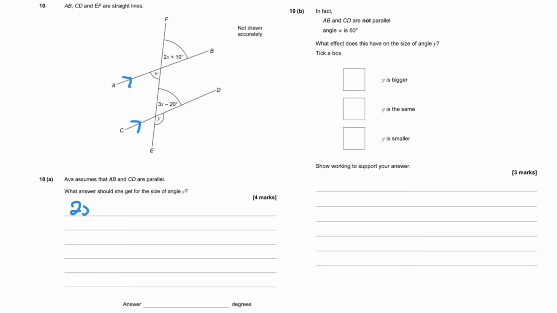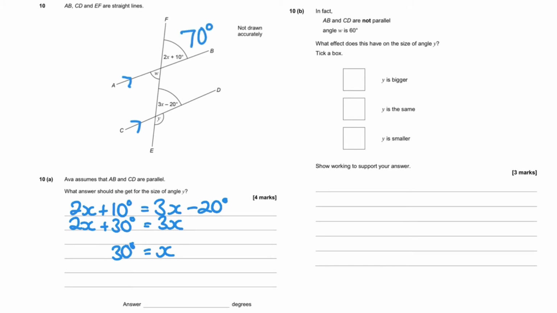So we've got 2x plus 10 degrees is equal to 3x minus 20 degrees. So this is an equation we can solve and we can find what x is here. So if we add 20 to both sides, we've got 2x plus 30 degrees is equal to 3x. And if we minus 2x from both sides, we've got 30 degrees is equal to x. So we can see here that this top angle is 2 times 30 degrees plus 10 is 70 degrees. And 3 times 30 degrees minus 20 is 70 degrees as well.